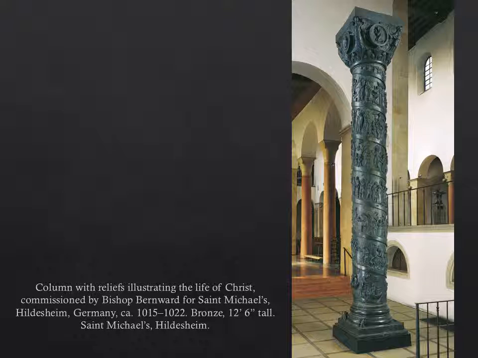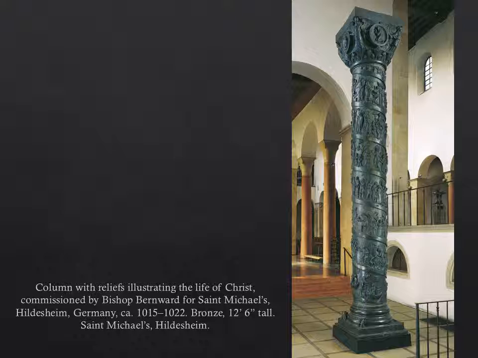So the church in Hildesheim doesn't just have those amazing doors, it also has this piece. This is a column. This is not architectural. It's not meant to hold up a wall, it's just a freestanding column. You could almost think of it like the column of Trajan we saw in the Roman Empire. It's a commemorative memorial type of piece. Now, it's not nearly as large as the column of Trajan. This is only 12.5 feet tall.